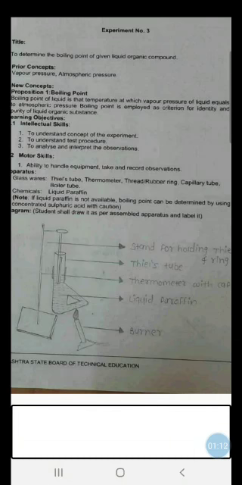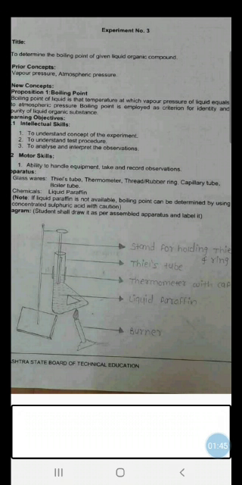Now you all know this physical constant, that is boiling point and even melting point. It is used for identification of a given organic compound and to check the purity of a given organic compound. Friends, for this experiment you will be requiring Thiel's tube, thermometer, thread or rubber ring, capillary tube and one small boiler's tube in which the liquid will be filled.